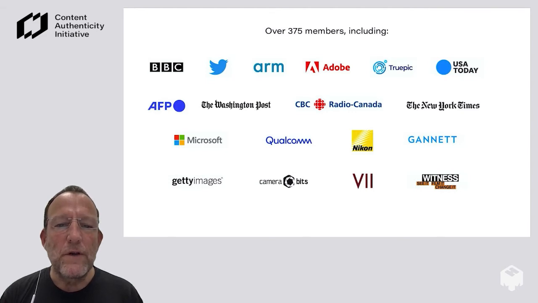On the media side of things, in addition to the New York Times and Twitter, we have the Washington Post, Agence France-Presse, the global French news agency, BBC, Getty Images, Gannett, the largest newspaper chain in the United States, and a host of others. And on the technology side of things, we have Microsoft and ARM, who make the processors for Apple computers, and Qualcomm, who make the image sensors for the Android system, and Nikon, one of the leading camera manufacturers. It's a fast-growing community, becoming more robust every day.